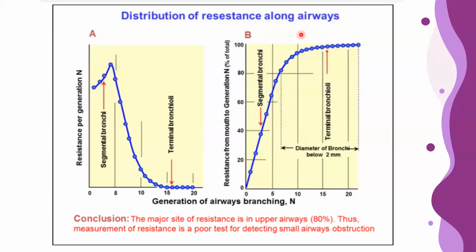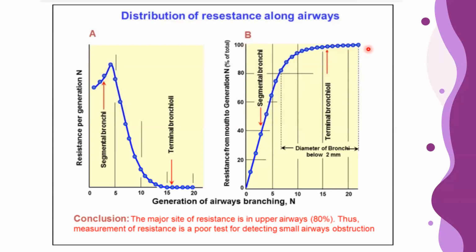So we can see that mainly, more than 80% of resistance is in the conducting zone. Whereas after the terminal bronchi, which is basically the respiratory zone, where mainly the gas exchange occurs, you can see there's very minimal resistance. So around 80% or almost 90% of the resistance is here. The respiratory zone only makes up around 10% of resistance. And that's actually a good thing because gas exchange is occurring in the respiratory zone. You don't want resistance there because you want efficient gas exchange.